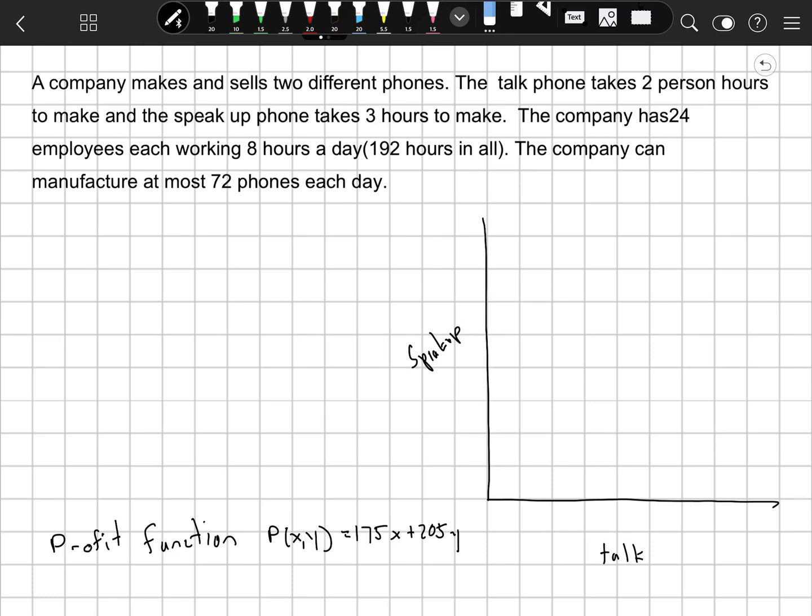So the first thing we're going to do is come up with some constraints. And the most basic constraint, as you might remember from linear inequalities, is this idea that we are working in the first quadrant. So I'm going to put x is greater than or equal to 0, and my other constraint, y is greater than or equal to 0. That limits us to the first quadrant.